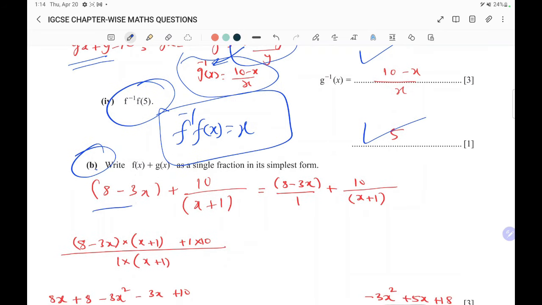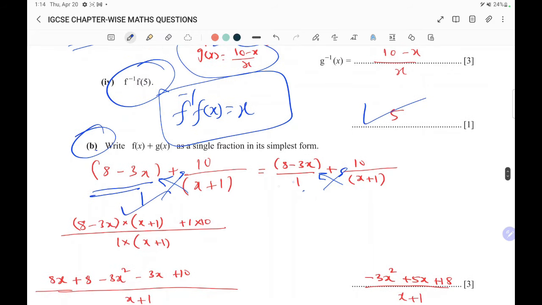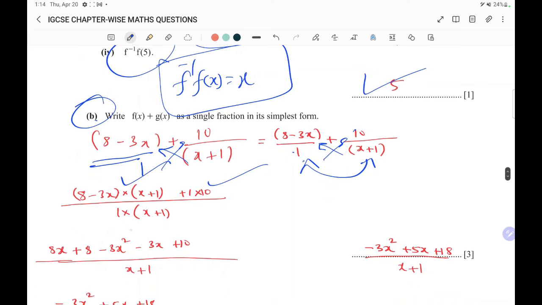So f(x) is 8 minus 3x and g(x) is 10 over x plus 1. So now cross multiply like that. So 8 minus 3x over 1, like this. 8 minus 3x times x plus 1, and 1 times 10, and just multiply the bottom, like in the denominator.